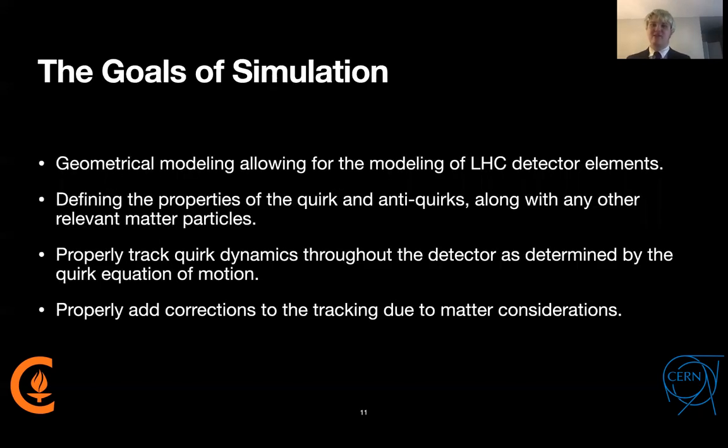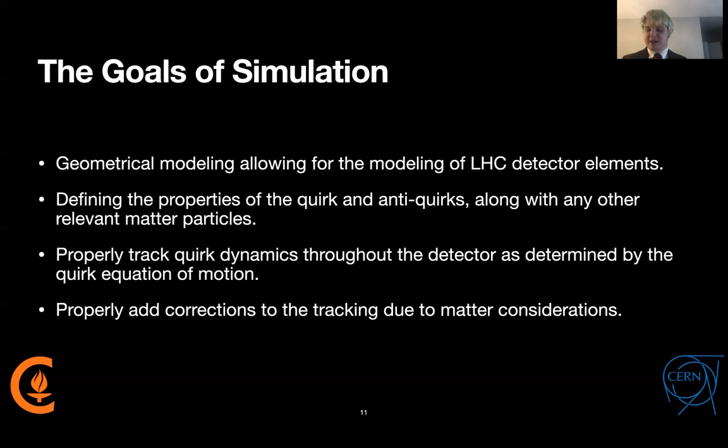This then brings us to the goals of our simulation task. The first is to have a way to properly model LHC detector elements. This allows us to model areas of the detector that are sensitive to interactions with the quirks and would show up on our detector. We also, secondly, need a way to define properties of the quirk-anti-quirk pairs that would be pair produced in the detector, while also defining the particles that they interact with. These properties include color or charge.